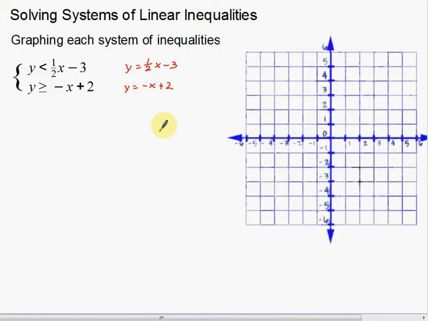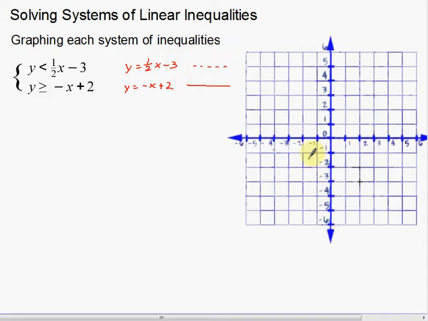Now, one thing you have to remember, though, is that when you graph inequalities, they're either going to be solid lines or dashed lines. In this case, the first one is going to be a dashed line. The second one is going to be a solid line. Just trying to keep track of that. Okay, so I will graph the first one.